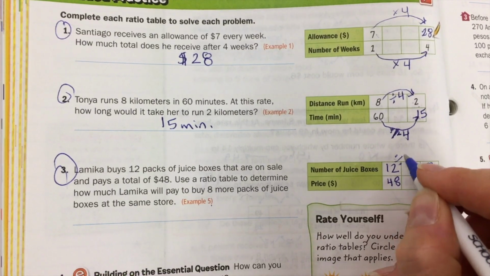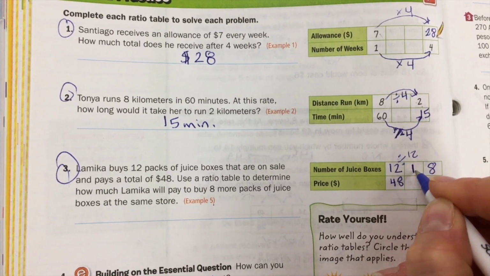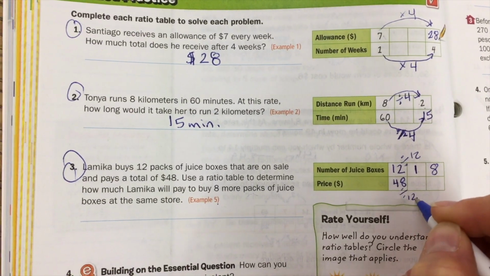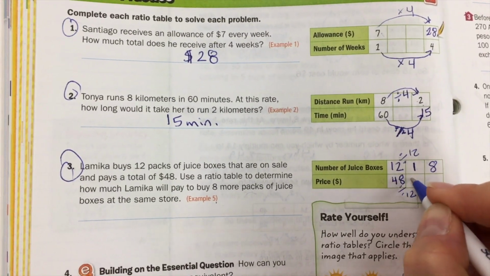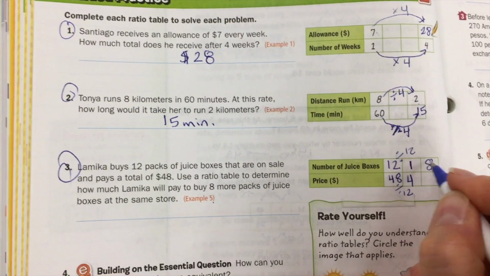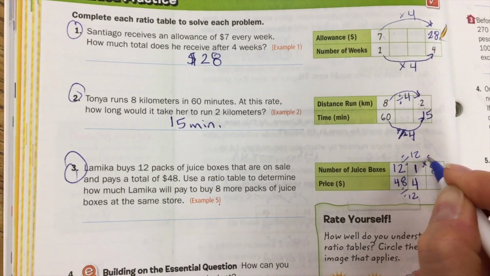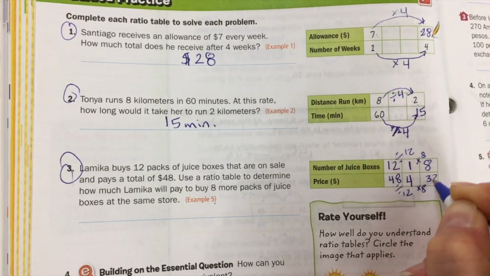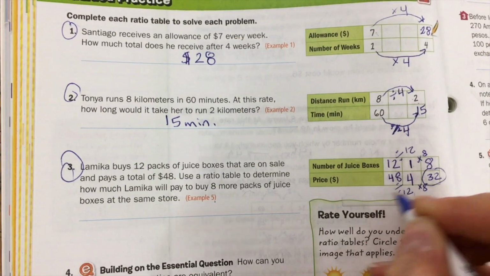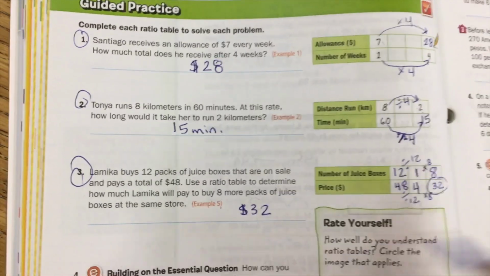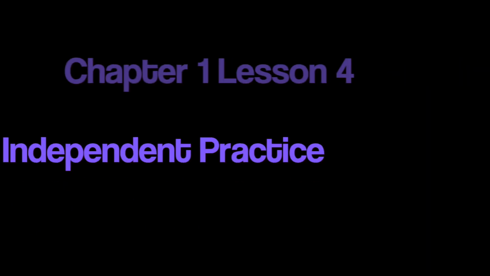12 divided by 12 is 1. 48 divided by 12. See what I mean? How that's a good number for 48? 48 divided by 12 is 4. So now we have to scale up. 1 times 8 is 8. 4 times 8 is 32. There's our answer. So it would be $32. That one was a little bit tricky.